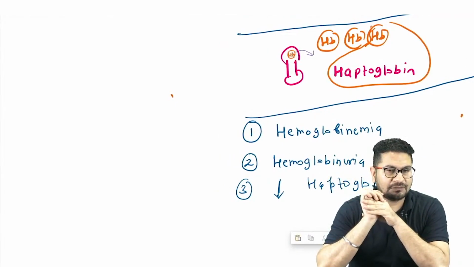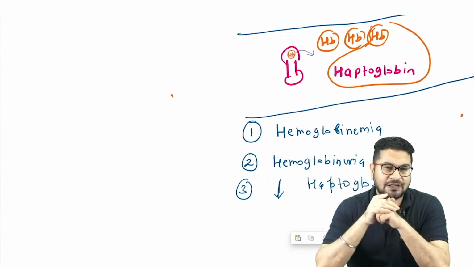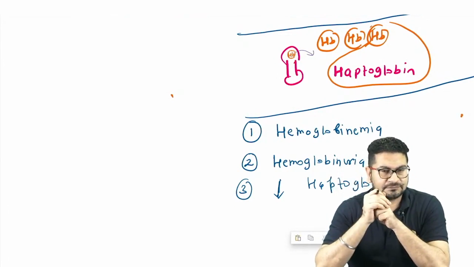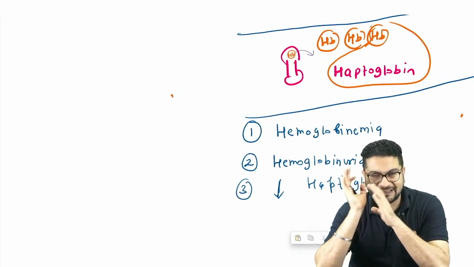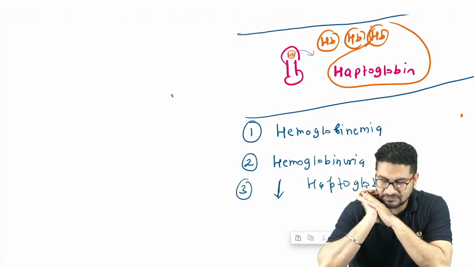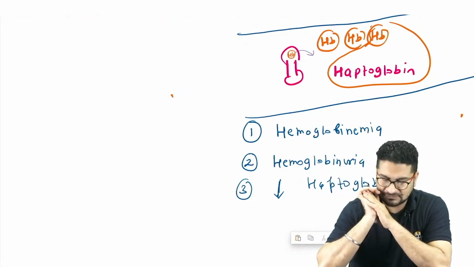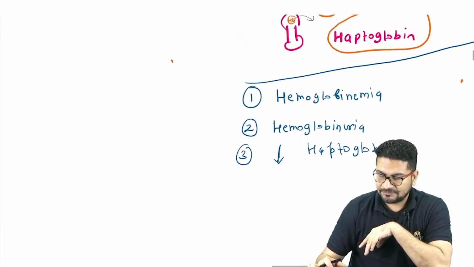But now there are more RBCs. More people are dying. There is no place in the graveyard. The person who is taking them to the graveyard is haptoglobin. So haptoglobin is not sufficient. Is it clear? Now understand this.